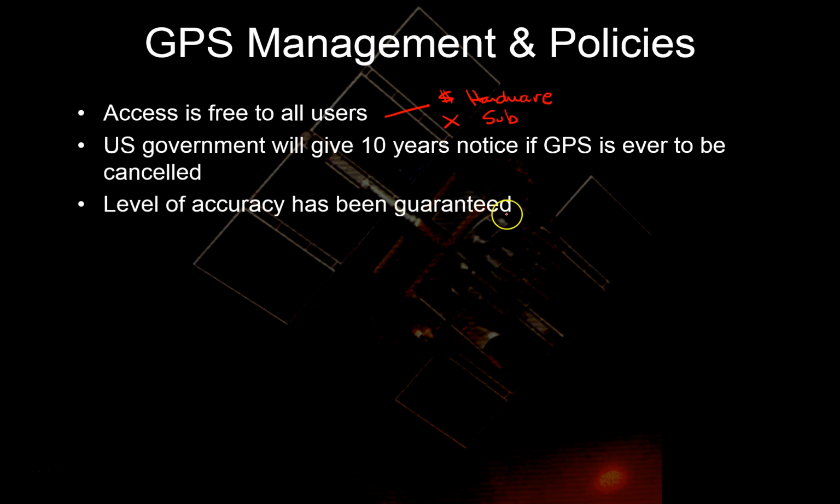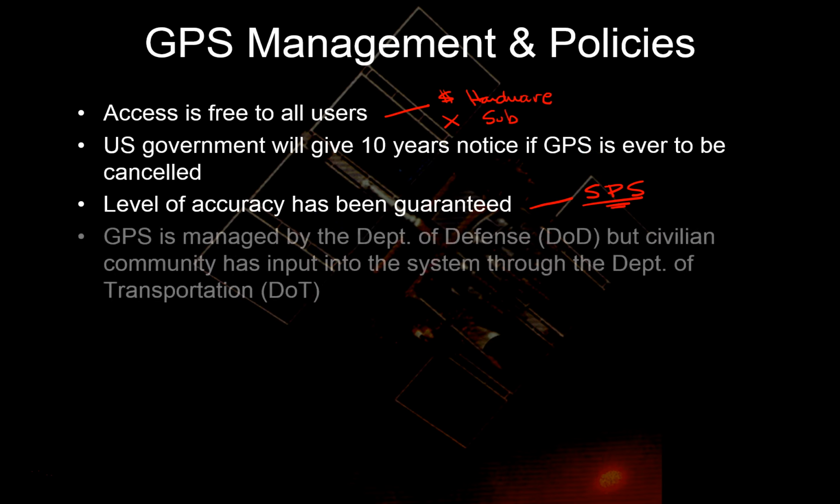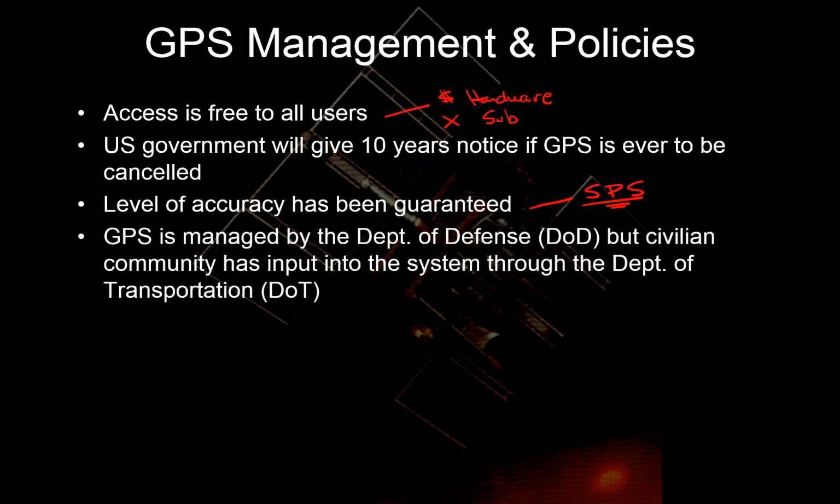The level of accuracy has been guaranteed, as we talked about in the Standard Positioning Service, or SPS. There are published government documents that guarantee this information. I can refer to those if you are interested. And GPS is designed and operated as a military system. As you saw, the gentleman, probably a general, standing up there receiving the award in his military outfit. It's funded as a military system. It's operated by the Department of Defense.